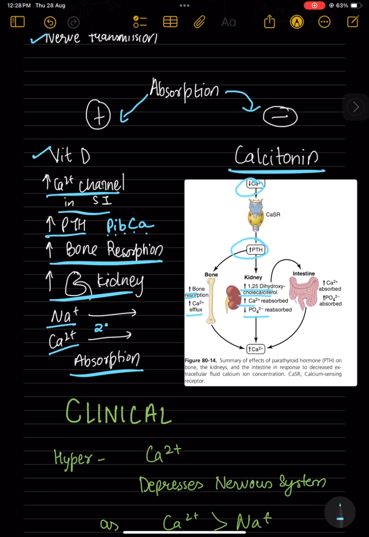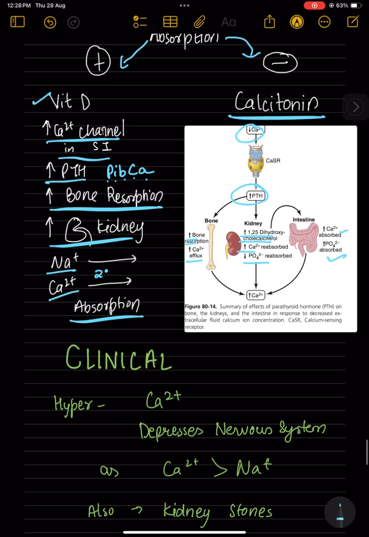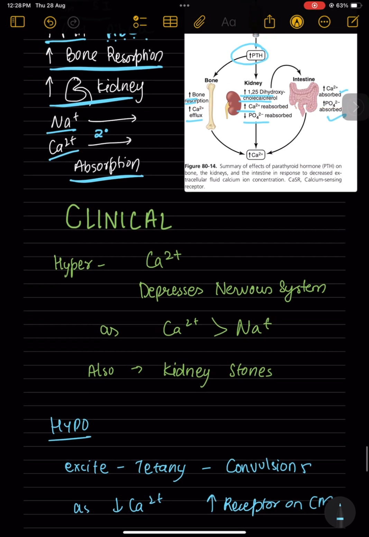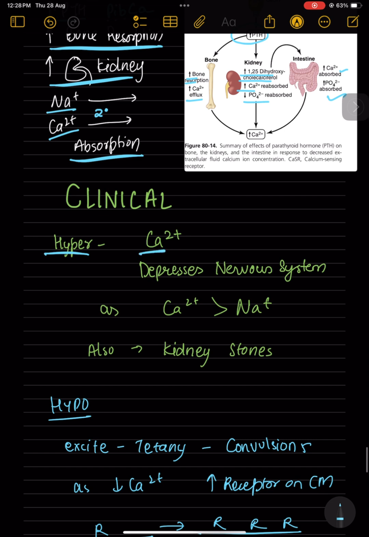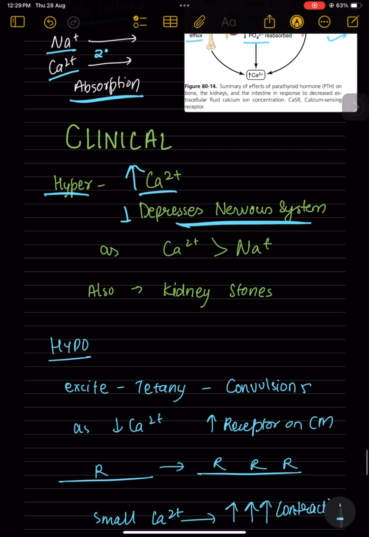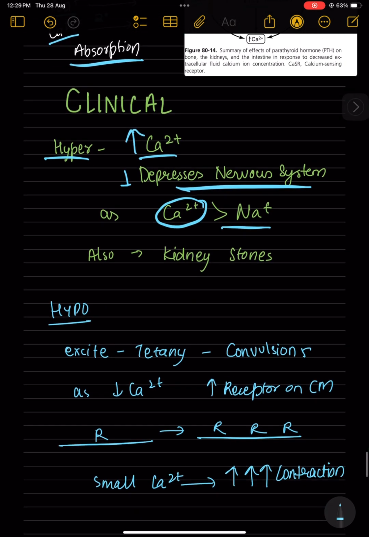Let's look at the clinical aspects. In hypercalcemia, the calcium level increases, which depresses our nervous system, as the calcium level is more than the sodium level. Also, increased calcium level can lead to kidney stones.